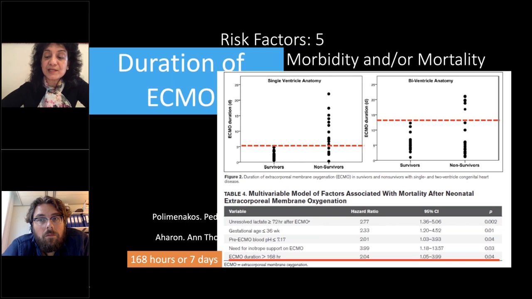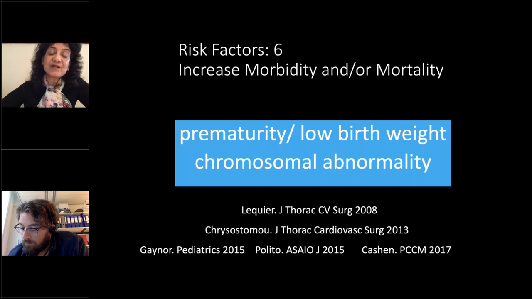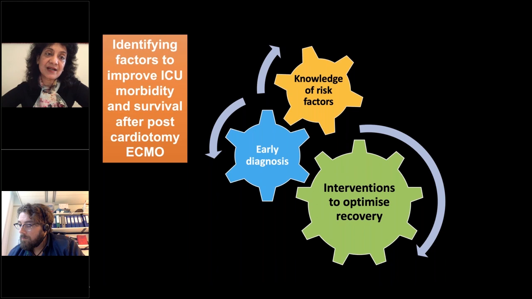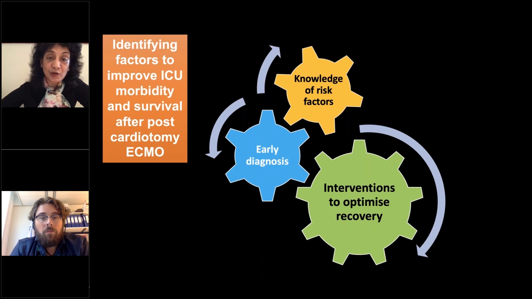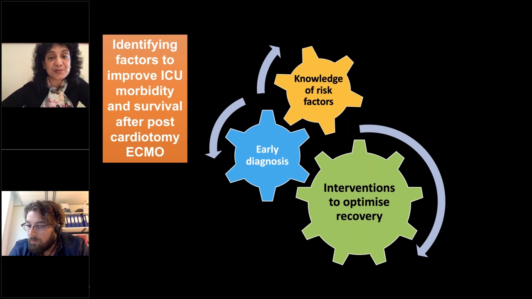The last risk factor, probably not a modifiable risk factor, is the presence of prematurity, low birth weight, or chromosomal abnormalities or genetic abnormalities. And again, this was found in quite a number of papers, which are listed here. So now coming back to our original cogwheel chart, you can see that we've now looked at the risk factors. We've identified the top six. And now we go on to how do we diagnose if there's a problem and how do we go on to the next step, that is intervene.